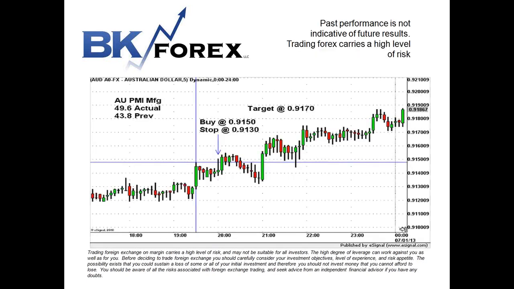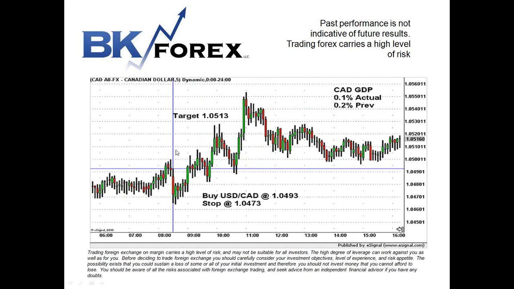So here's the same event. Sorry, it's different. It's the same release, PMI manufacturing, but 49.6 against 43.8. We're buyers here on the news candle, buying at 91.50. This is the news candle, and we're buying the high of the news candle, because in this case we're looking to either buy the high or sell the low. The high gets tripped, we buy the high, and the target here is 90.70. That's done.